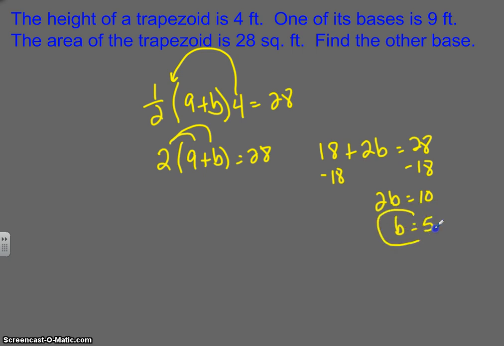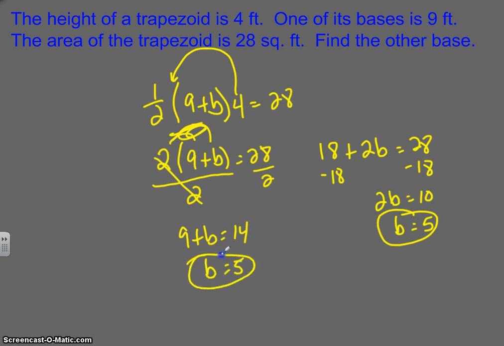Okay? Let's show you another way. Instead of using distributive property, remember this is almost just like 2 times x. Just because there's a bunch of stuff in the parentheses, it's still just one thing we're multiplying to 2. So if I had 2x equals 28, the way to solve that would be to divide by 2, and I can do that here. If I divide both sides by 2, the 2's cancel, and I get 9 plus b equals 14. Then I just subtract 9 from both sides, and I get b equals 5. You get the same answer. So either way works.